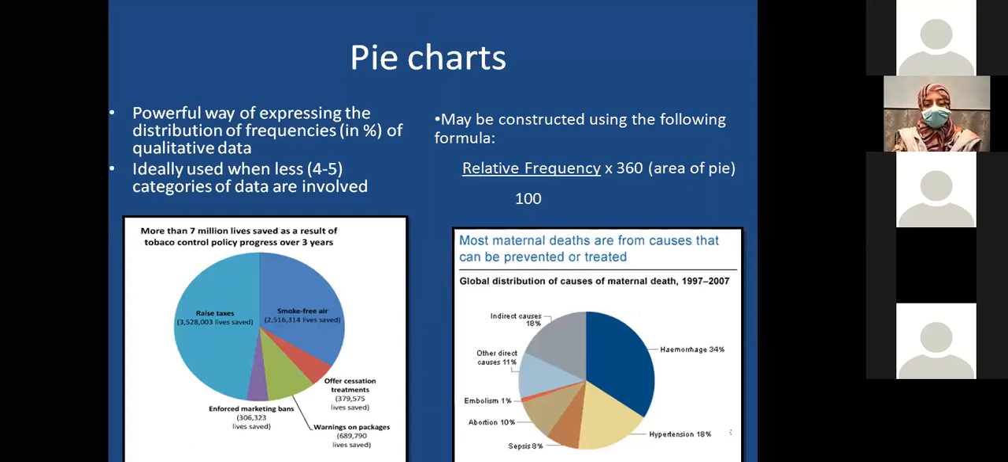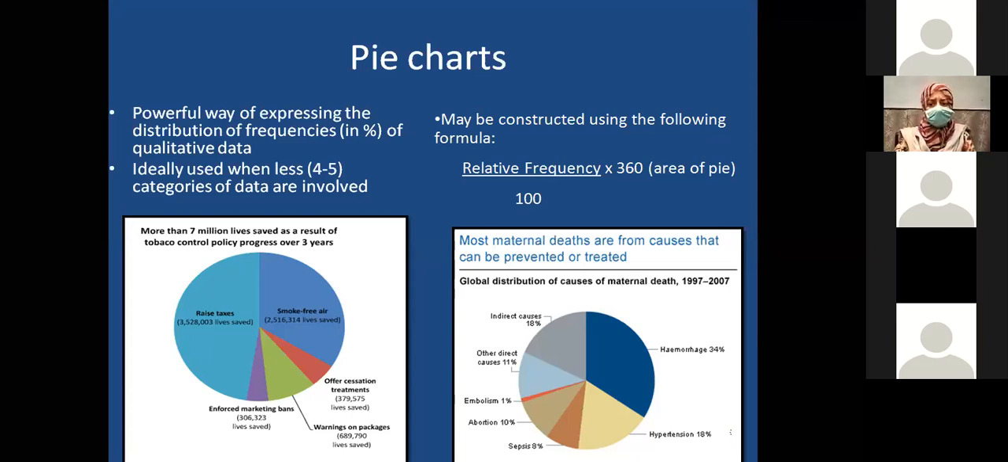Pie charts are mostly used for nominal data that don't have an order. They are a powerful way of expressing the distribution of frequencies, the percentages of qualitative data. Ideally, use them when you have data that has 4 or 5 categories, not more than 5, because then it becomes clumped up and you can't make much out of it. So that is when you use a pie chart, and it's a very powerful means of presentation.